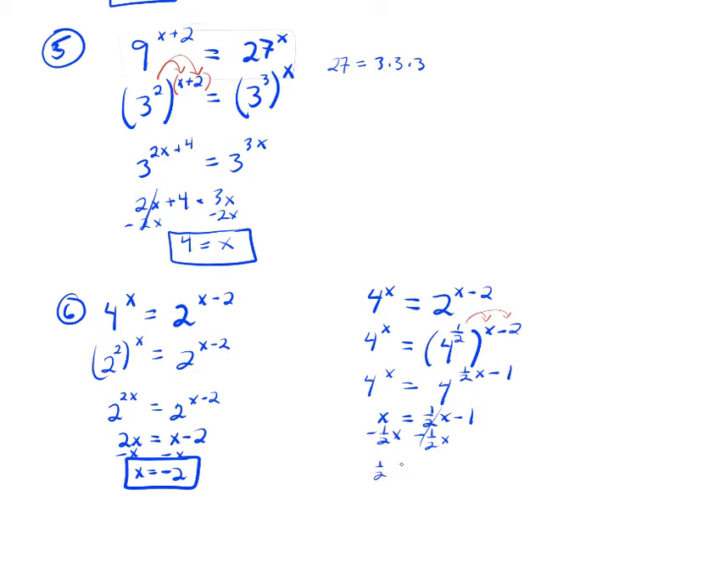So 1/2 x equals -1. We'll multiply both sides by 2 to cancel out that fraction. So x equals -2. And we got that same answer, which we should have. If I got something different, I would look at where I made an error, probably up in this distributive property here. But we can use either base.